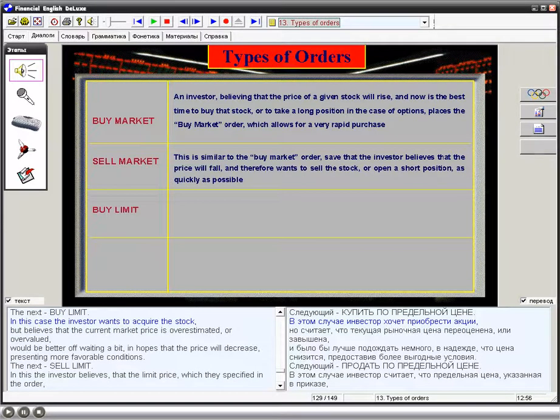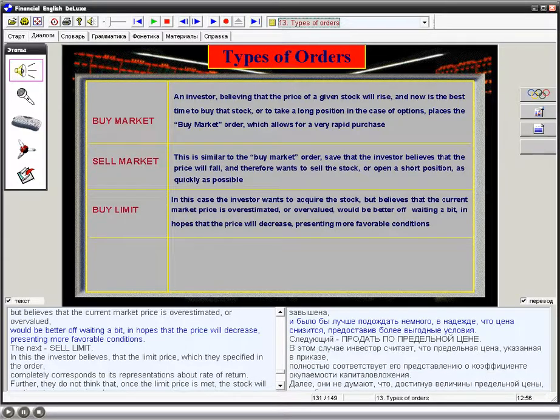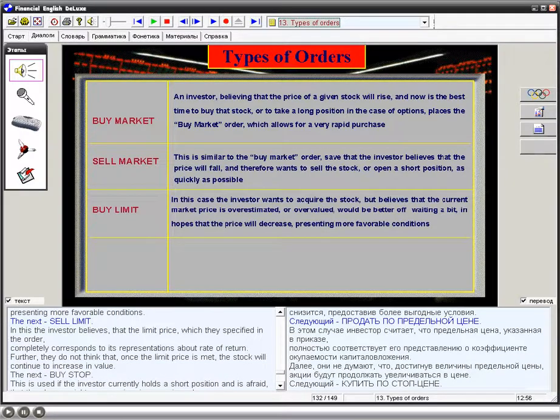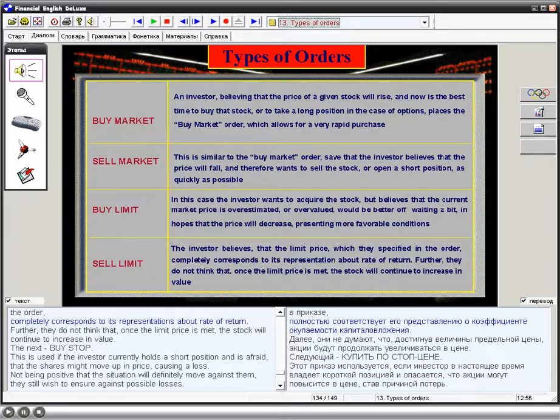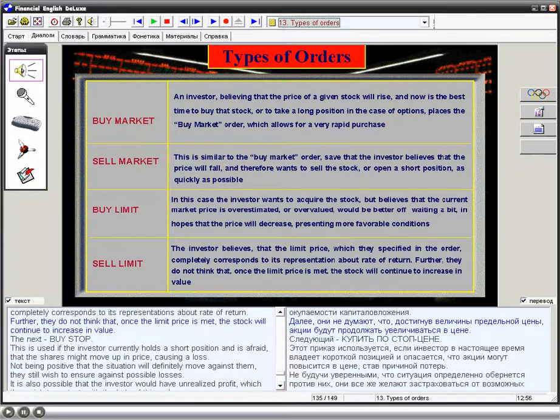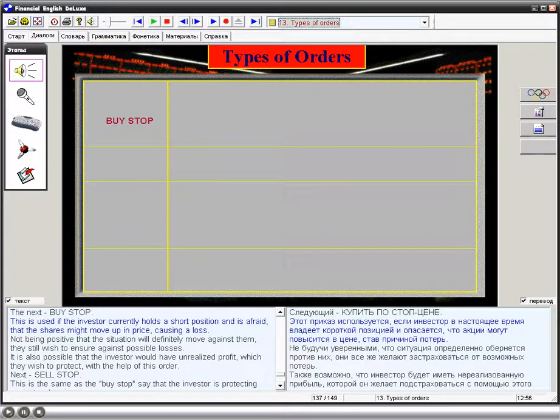The next, buy limit. In this case, the investor wants to acquire the stock, but believes that the current market price is overestimated or overvalued, and would be better off waiting a bit in hopes that the price will decrease, presenting more favorable conditions. The next, sell limit. In this, the investor believes that the limit price, which they specified in the order, completely corresponds to their representations about rate of return. Further, they do not think that once the limit price is met, the stock will continue to increase in value.